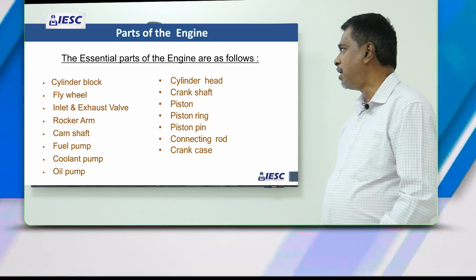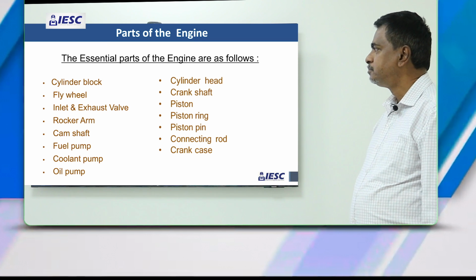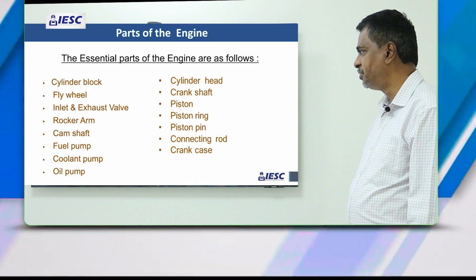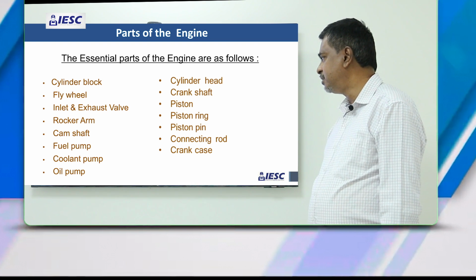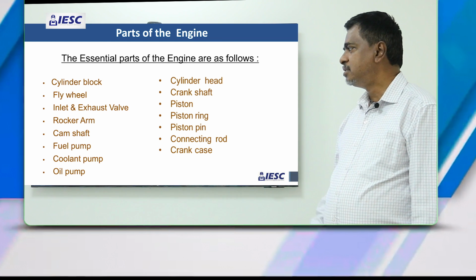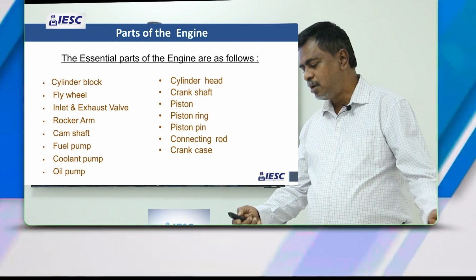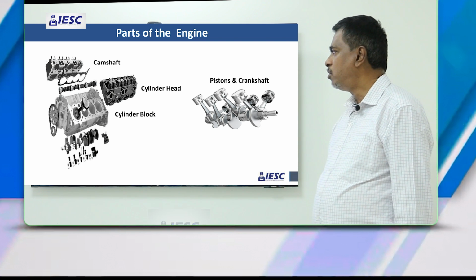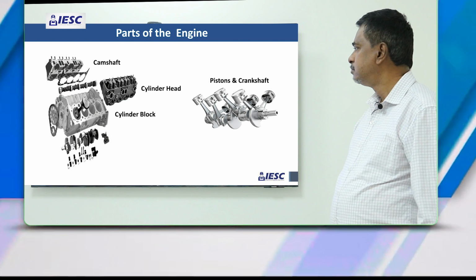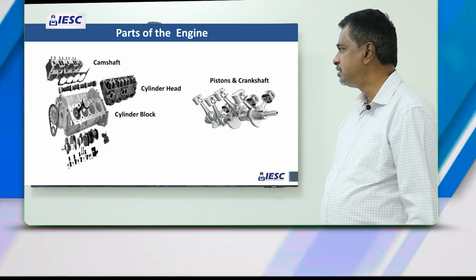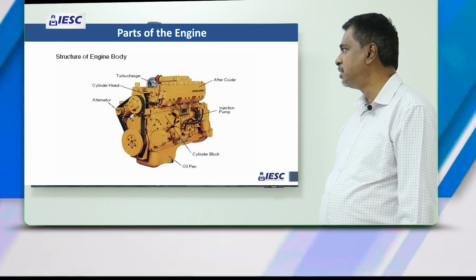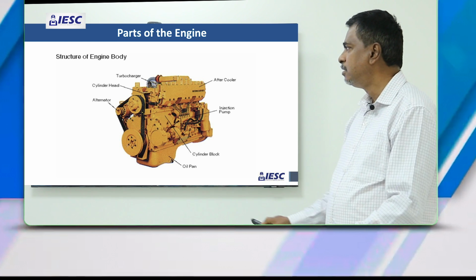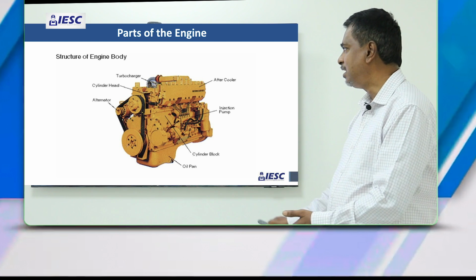You can see the essential parts of the engine are cylinder block, cylinder heads, flywheel, crankshaft, inlet and exhaust valves, piston, rocker arm, piston rings, connecting rods, fuel pumps, coolant pumps and oil pumps. Now we can see the pictures, the exploded view of the engine. You can see the camshaft, cylinder head, cylinder block and pistons and crankshaft. Now this engine is the complete, whole engine. You can see where the parts are fitted.